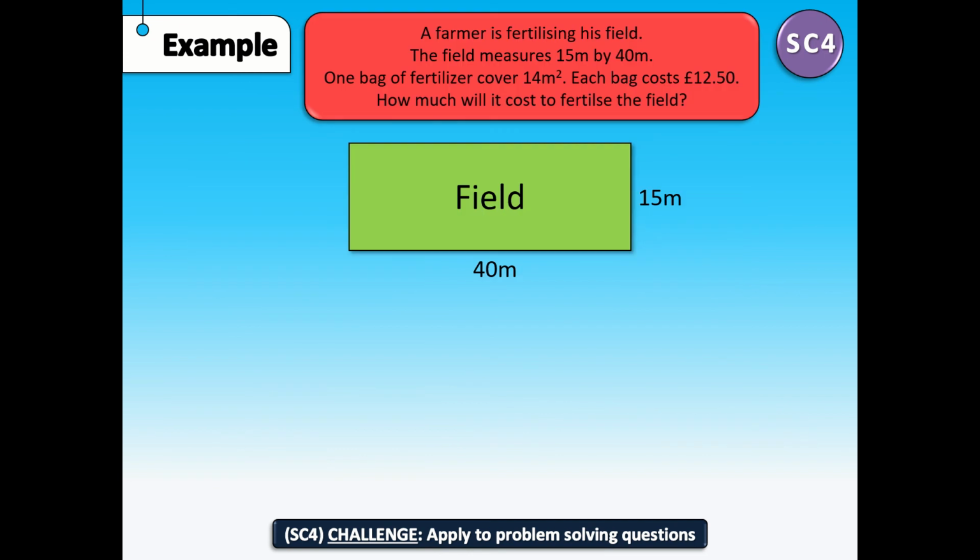Here's another example. A farmer is fertilizing his field, and the field measures 15 meters by 40 meters. One bag of fertilizer covers 14 square meters. Each bag costs £12.50. So how much will it cost to fertilize the field?